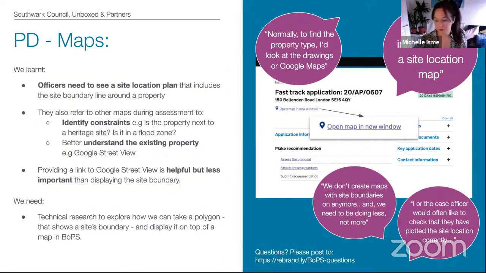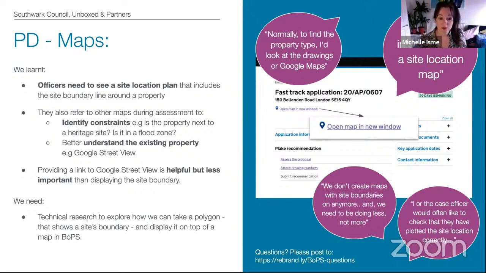So one of the things that we looked at was kind of maps. How can we provide maps to planning officers? So we know that they need a few different maps. So one thing that they definitely need is a site location plan. And this is literally just a map that shows the property on the street with kind of a red boundary line identifying that the application is for that specific property.